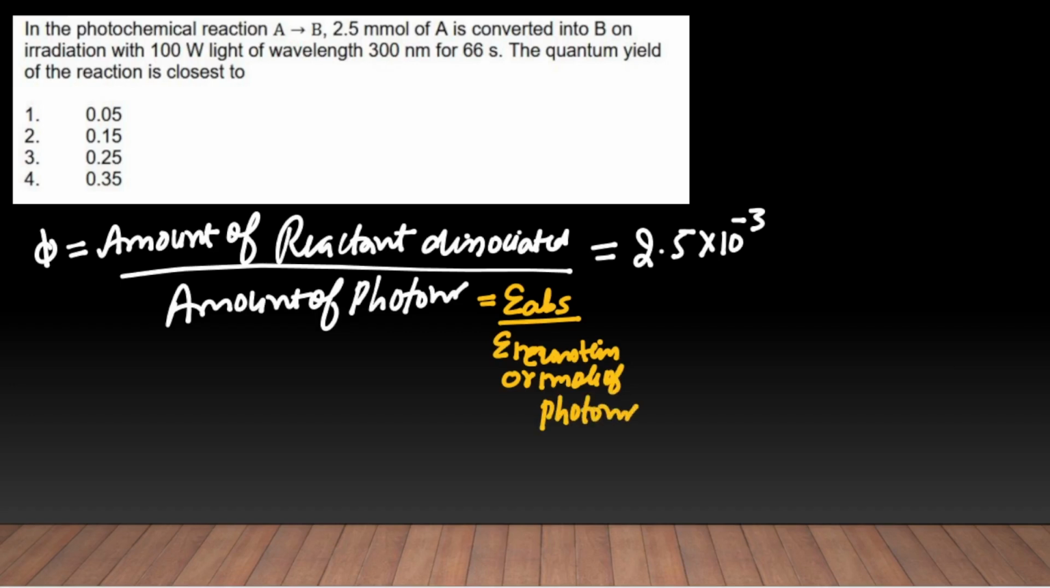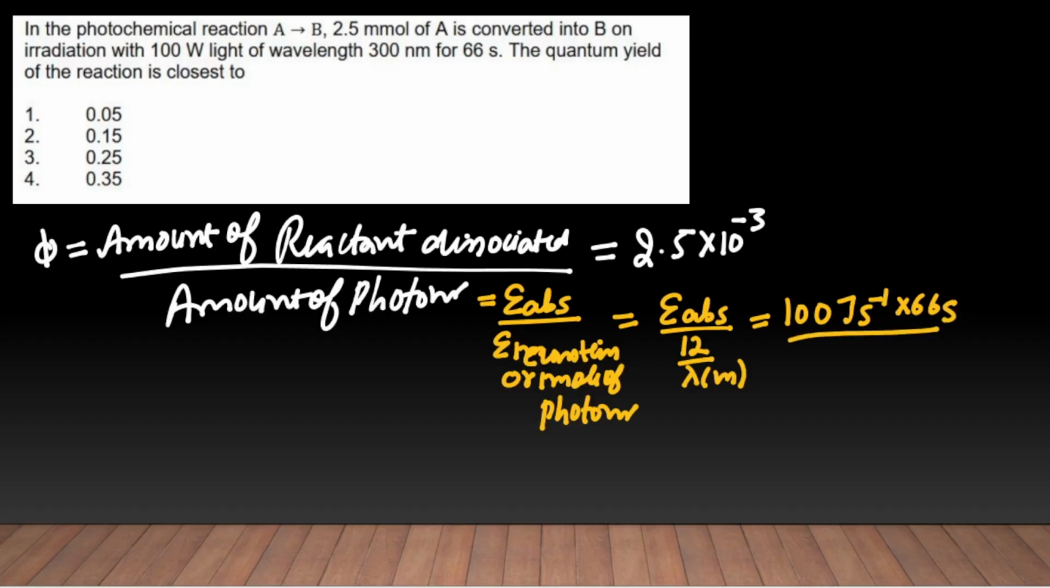That we can find as, this will be the energy observed, upon 12 upon the wavelength that is in centimeters. Now E observed, the power value is given to us as 100 watt, which is 100 joule per second only. The time span is 66 seconds, and upon 12 upon the wavelength, which is given to us as 300 into 10 raised to the power of minus 7, that will be in centimeters.